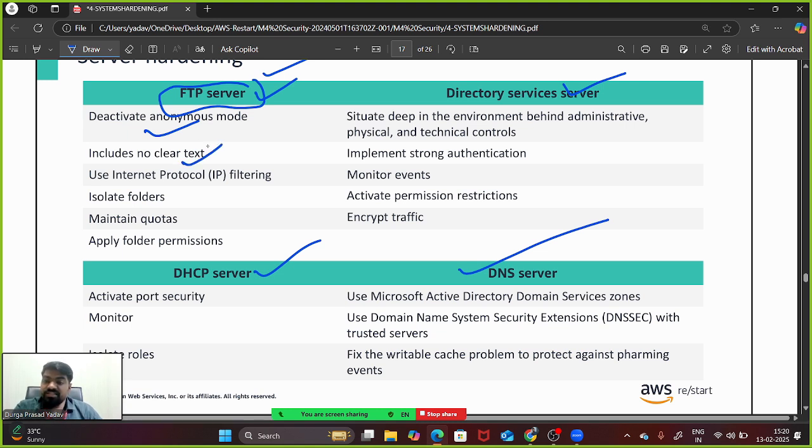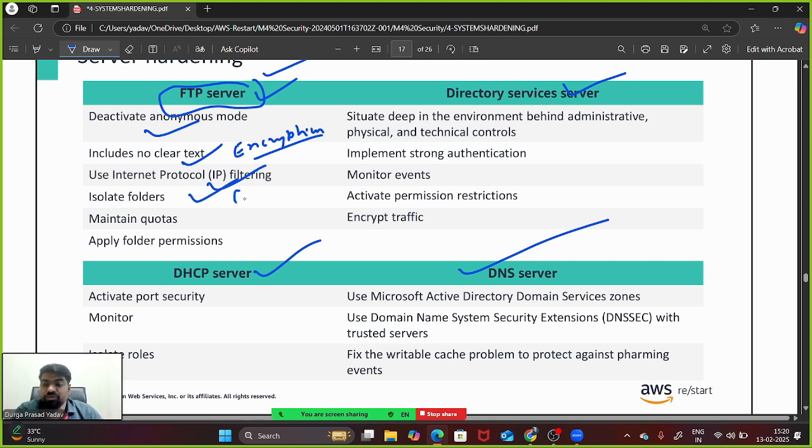No clear text means everything should be based on the encryption. Without encryption, there should not be anything. No clear text, everything should be turned into cipher text after encryption. Use IP filtering, so you should be able to filter the IP addresses: whichever IP address should access the FTP, and which should not access the FTP. Along with that, you should isolate folders.